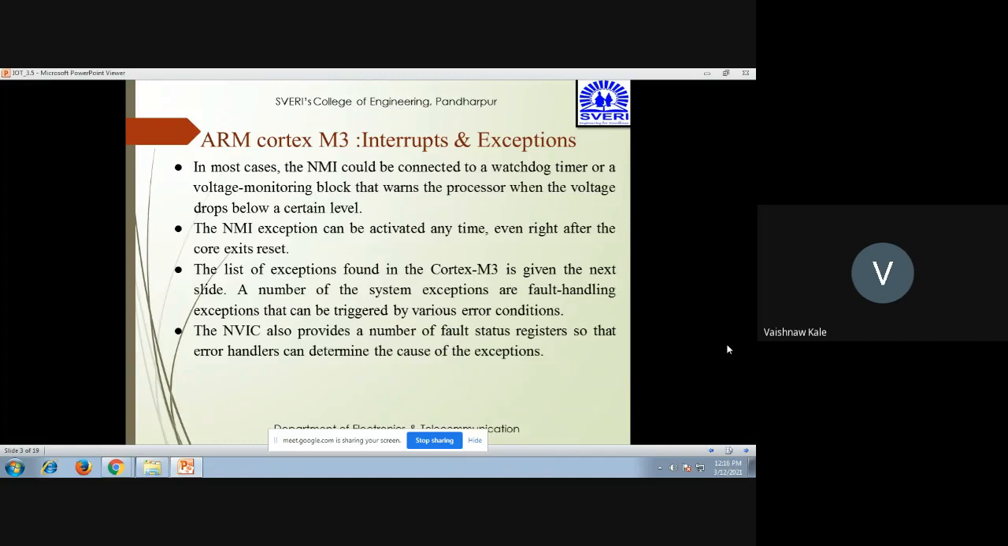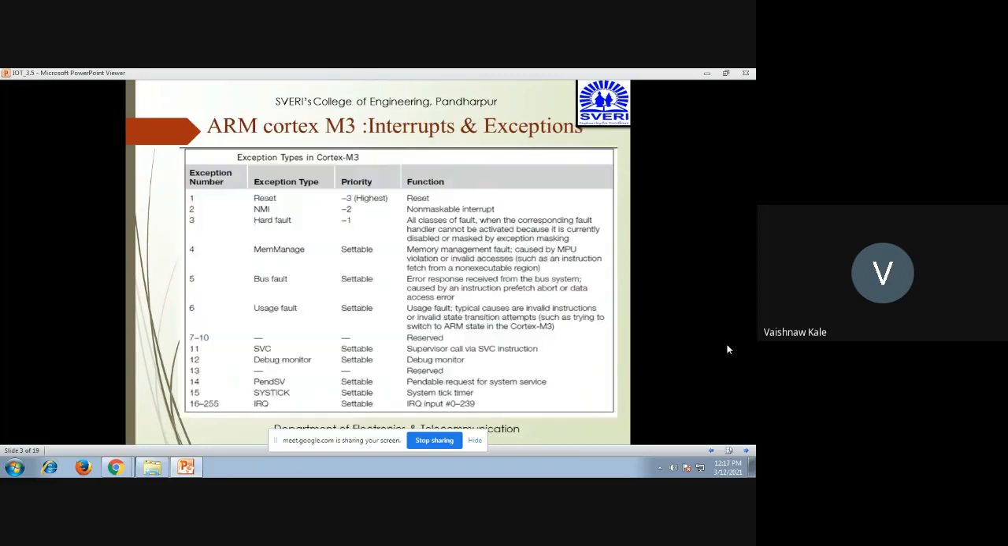The list of exceptions found in the Cortex M3 is given in the next slide. A number of system exceptions are fault exceptions that can be triggered by various error conditions. So as soon as an error condition occurs, you can trigger the fault exceptions. The NVIC also provides a number of fault status registers so that error handlers can determine the cause of the exceptions. So if there is a fault, the particular fault status register gets activated, due to which error handling can be easily tackled.